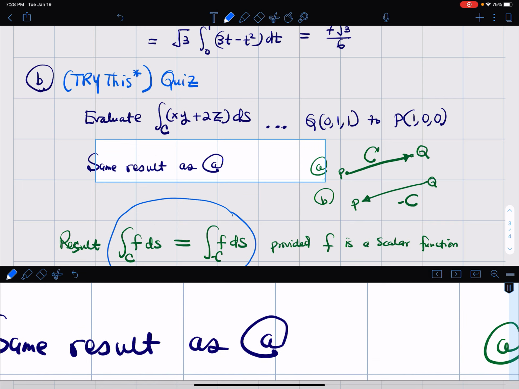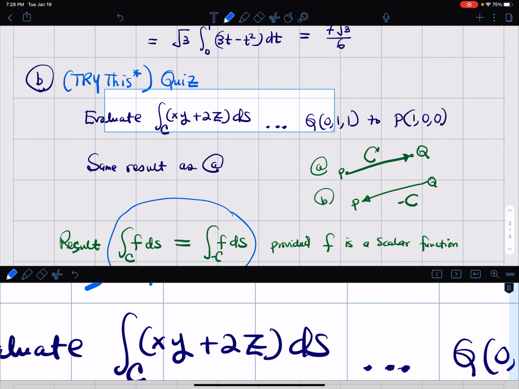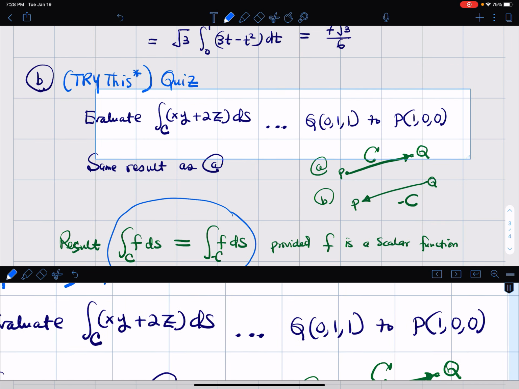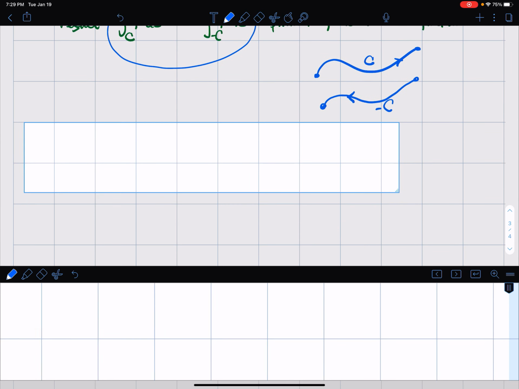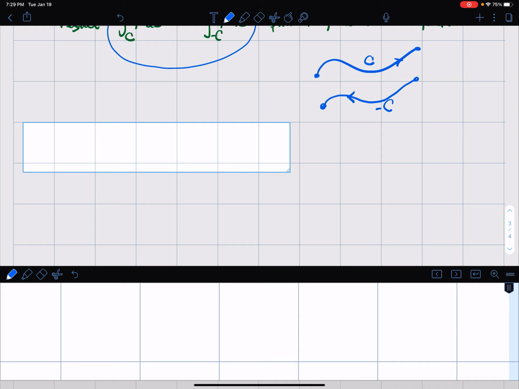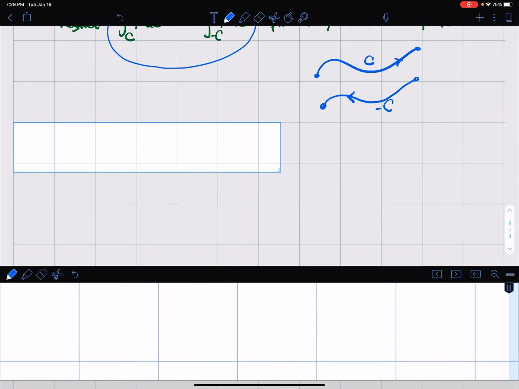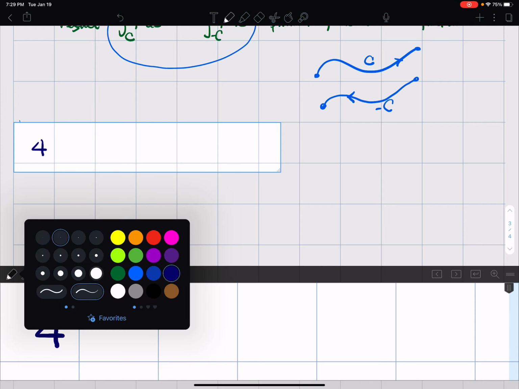But you still have to compute this. I will still want you to compute this integral to show yourself that you get the same result as in A. If you don't get the same result, something is wrong. Another thing I want you to try is this. Another problem. It's a word problem.